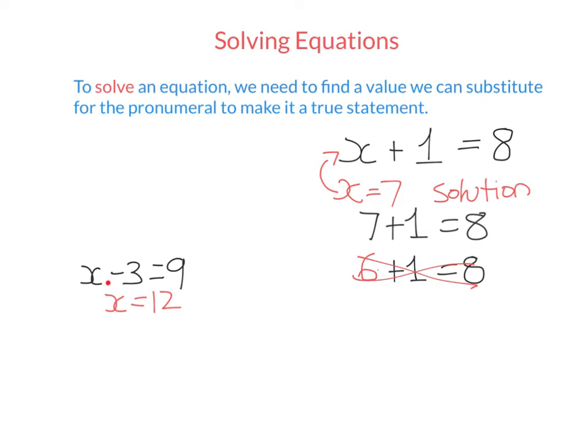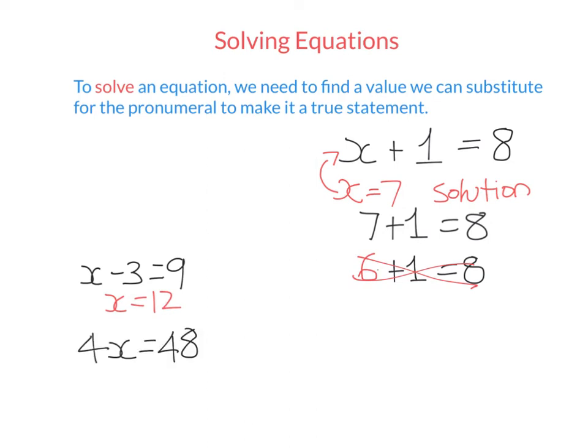So if you couldn't see the answer off the top of your head, what you can do is do the opposite of this operation. The opposite of minusing is plussing. So to find the answer, instead of minusing 3, I could go 9 plus 3, which gives you 12.